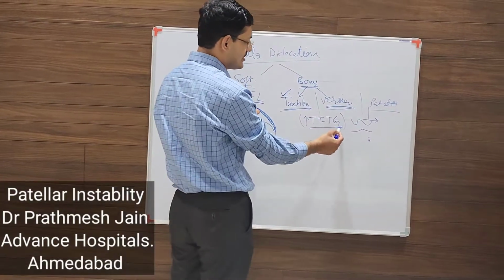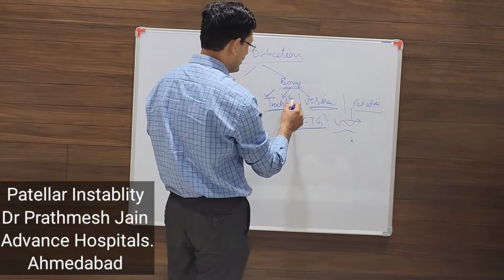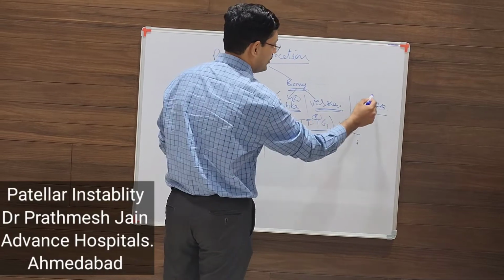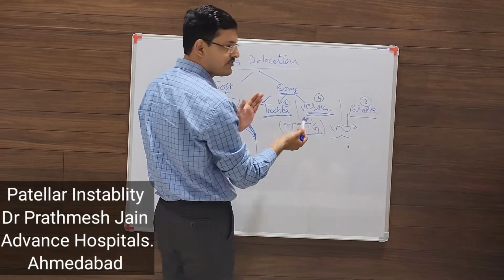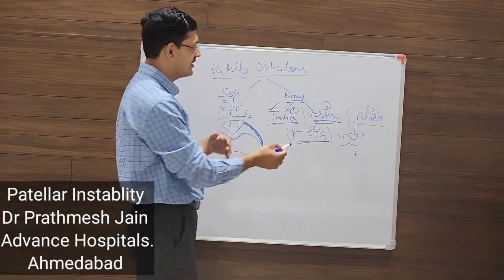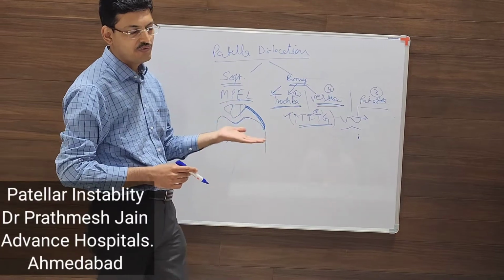Then the TTTG distance is another very important factor. After that there is patella alta. So this is 1, this is 2, this is 3, and version will be 4. And valgus also is one of the important areas. If the valgus is there, the TTTG distance will be more, and that will lead to more chances of dislocation.